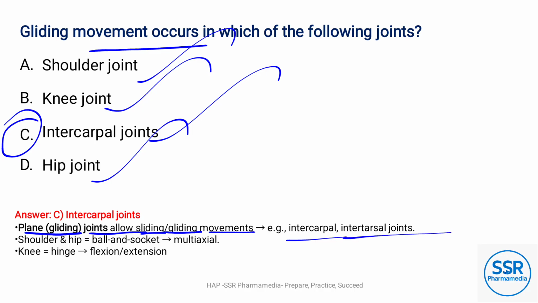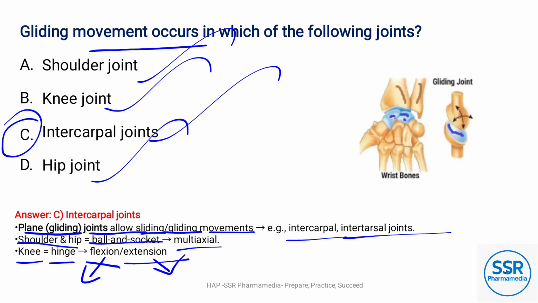interdorsal joints. Shoulder and hip joints are ball and socket joints, and they are multi-axial. The knee joint is a type of hinge joint, so it has only flexion and extension. Flexion means decreasing the angle, extension means increasing the angle between the joints. You see this flexion and extension. Sorry, intercarpal is the intercarpal joints.